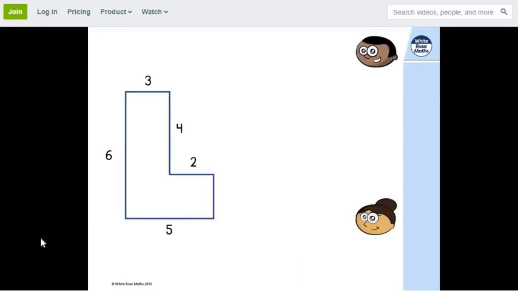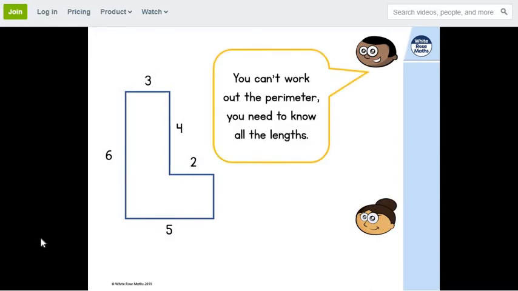So we've got here a rectilinear shape. Mo says we can't work out the perimeter of this shape because we've got one of the sides missing its length. Dora says, you can. Who's right, you think?